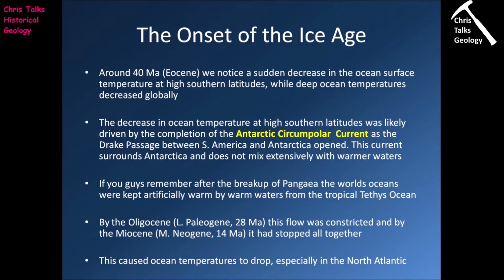And then by the time we make it into the Miocene, we begin to see that this warm water flow has completely stopped. And so what we can see is as we're progressing from the Eocene into the Oligocene and the Miocene, we can see slowly but surely global ocean conditions are getting colder. And this is especially true in the North Atlantic in particular.